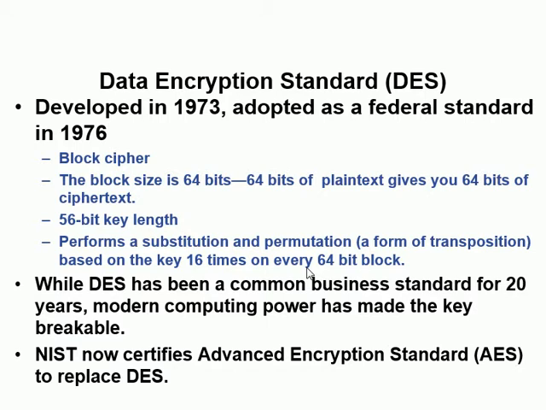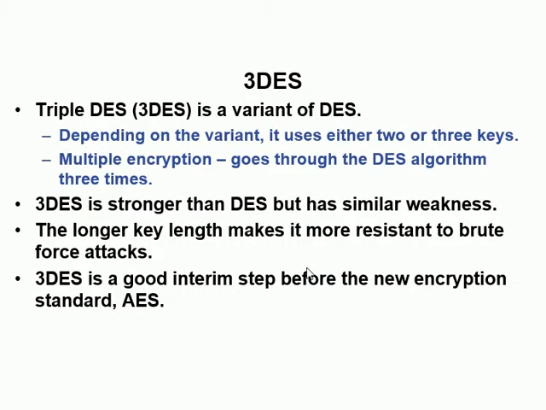So you can see here the block size is 64 bits, so 64 bits of plain text gives you 64 bits of ciphertext, but it's only a 56-bit key length. That's a relatively short key length, 56-bit. And because of its short key, it's relatively easy to break this encryption. So NIST recommends using AES now, which we're going to talk about in just a few minutes.